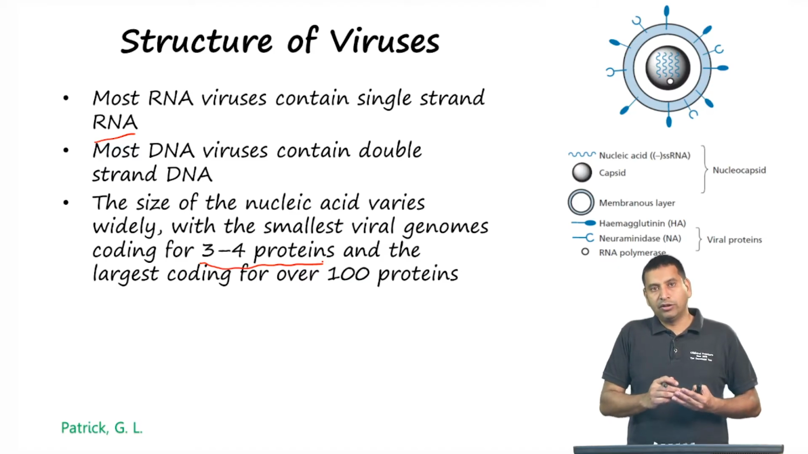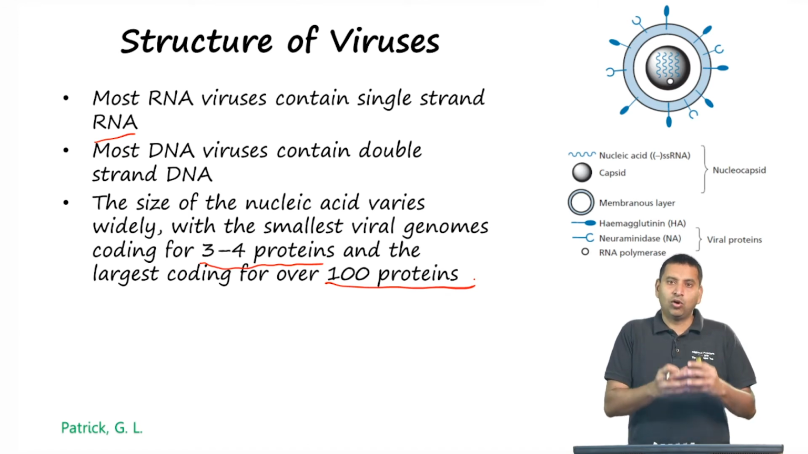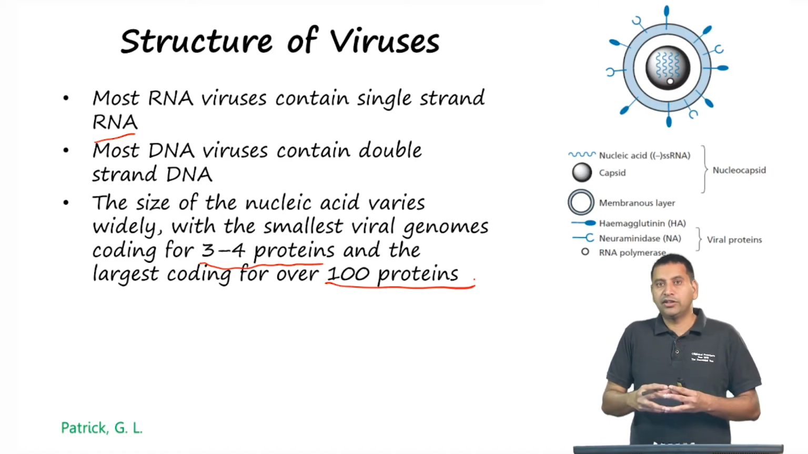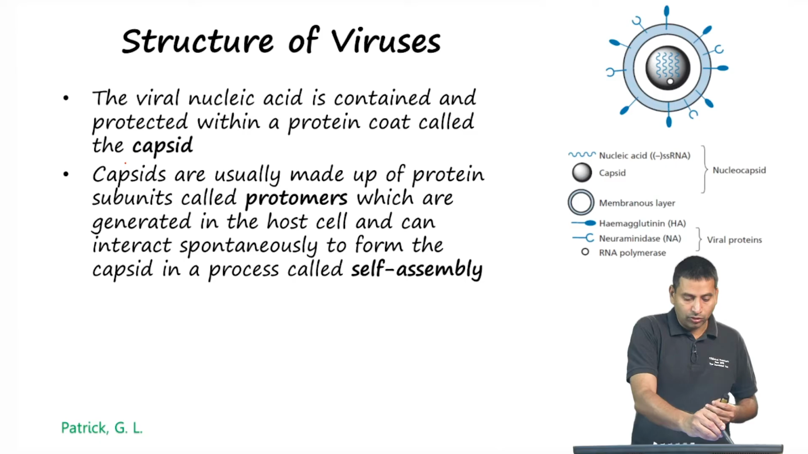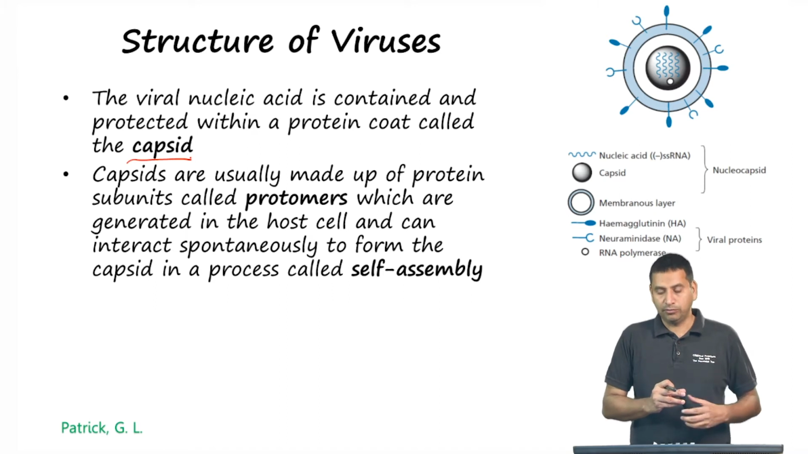And the largest coding virus codes for over 100 proteins. So, these are far lower than what a single cellular organism that we are familiar with can actually code for. So, viruses are extremely simple organisms, but they can have devastating consequences. The viral nucleic acid is contained and protected within a protein coat called the capsid. Capsids are usually made of protein subunits called protomers, which are generated in the host cell and can interact spontaneously to form a capsid in a process called self-assembly. So, here is the capsid, which is going to coat the nucleic acids.